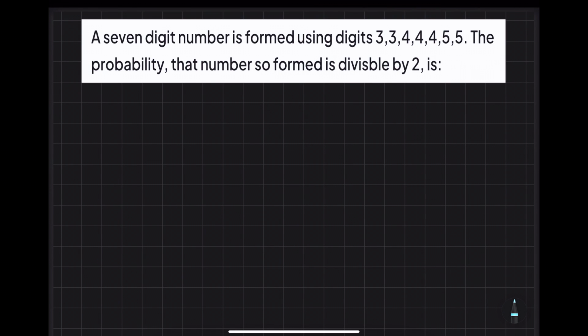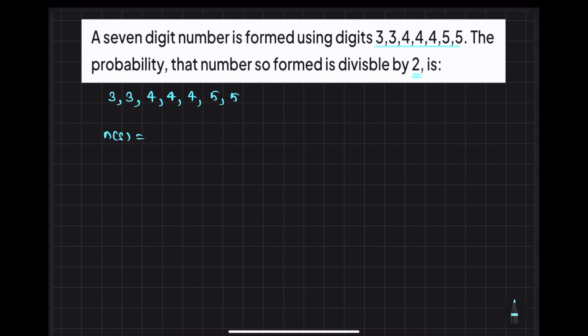So, we got a wholesome new problem which says a 7-digit number is formed by using the digits 3, 3, 4, 4, 4, and 5, 5. Okay, and we have to make a 7-digit number, so all numbers will be used. The probability that the number so formed is divisible by 2.